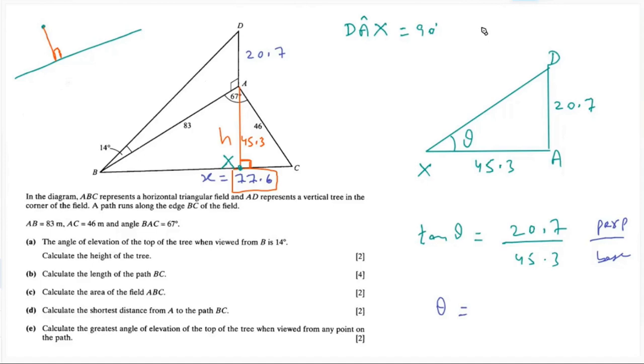So can anyone tell me what that value is? Tan inverse of 20.7 over 45.3. That's 24.6. That is the angle that we have. This is the greatest angle that you can have there. All right. Thank you, Laiba and Bugair. We get 24.6 degrees there. That is the greatest angle that we're looking for.